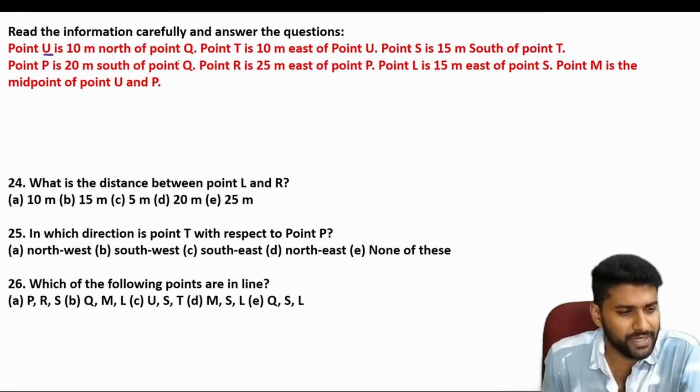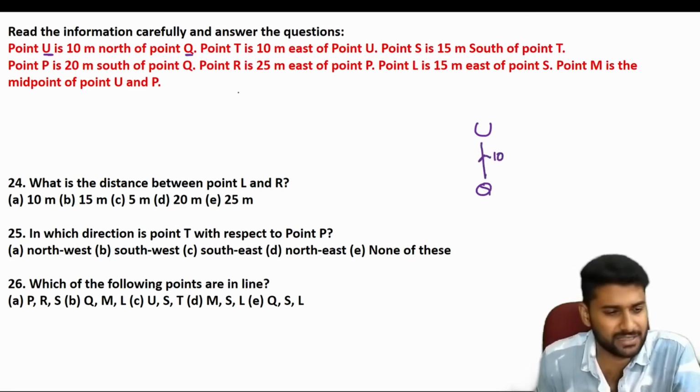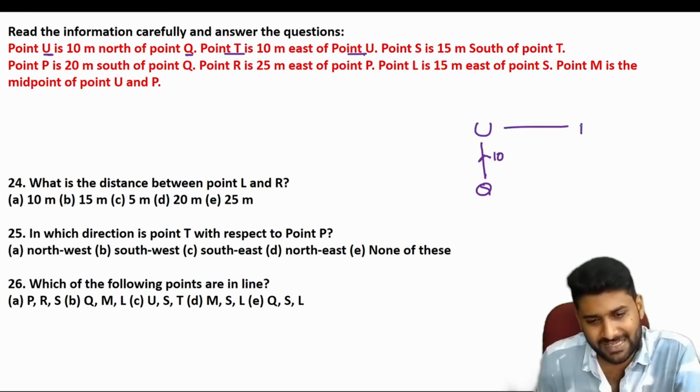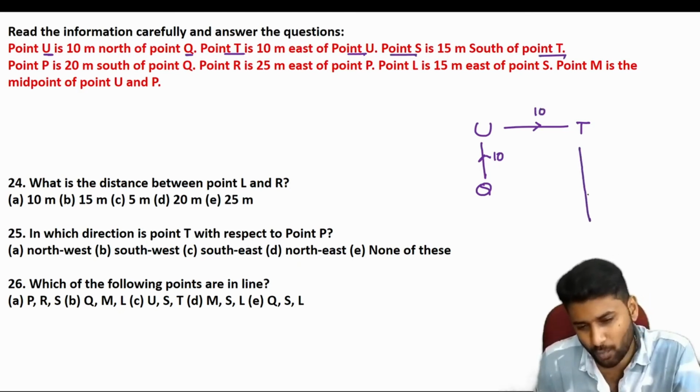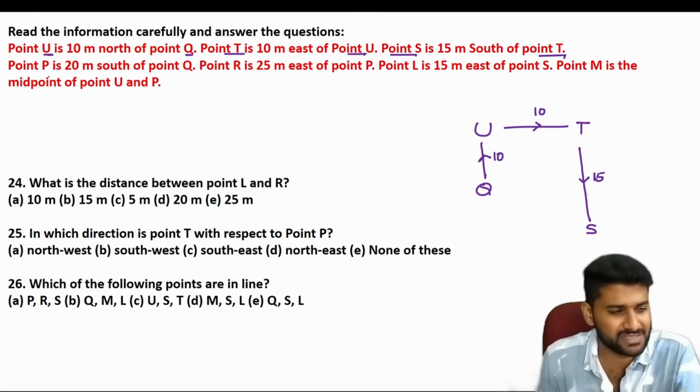Now see, U is north of Q. They mention that U is north of Q at a distance of 10 meters. Draw these in this way. T is east of U by 10 meters. Now S is south of T. You have to take a longer line when compared to the UQ line. Why? Because it's 10 meters and it's 15 meters. Now S is south of T by 15 meters.